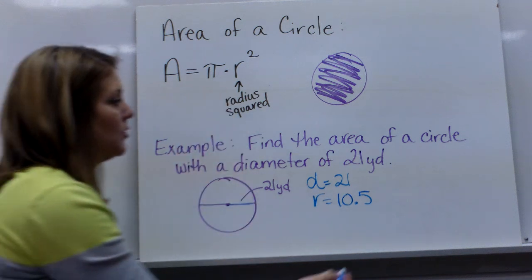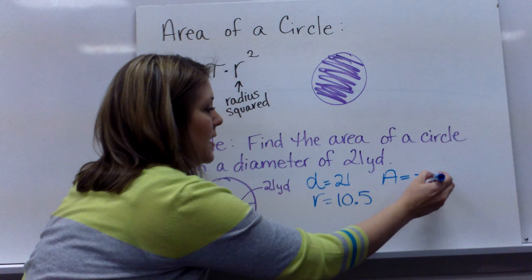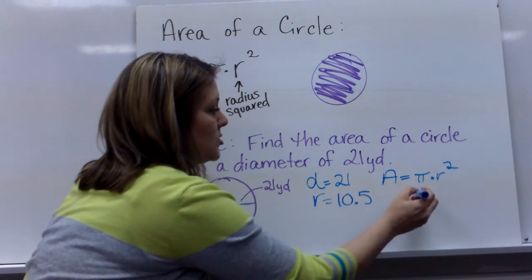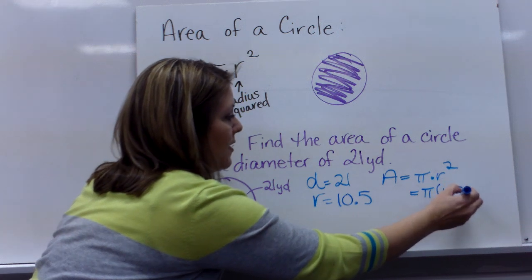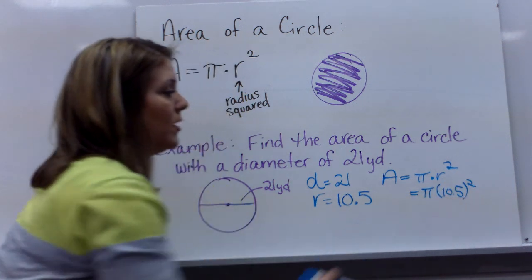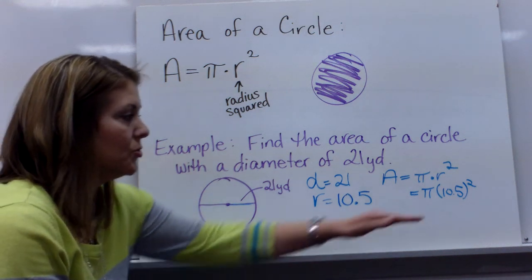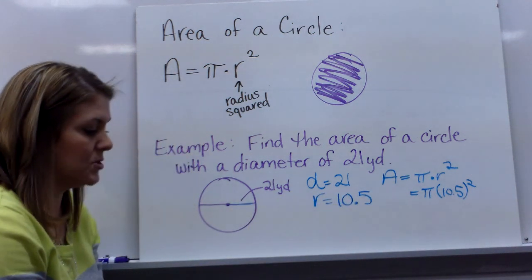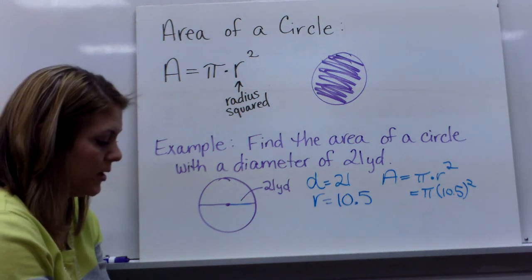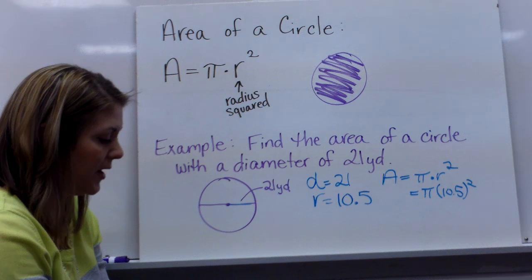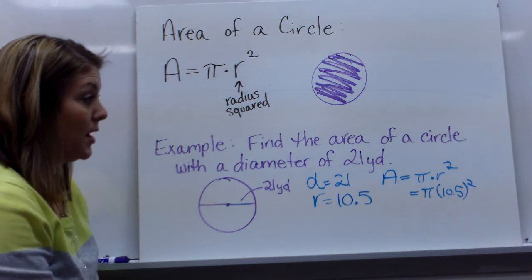So we're going to plug that into our formula. Area is equal to pi times the radius squared. So we're going to be doing pi times 10.5 squared. You want to square your radius first and then multiply it by pi. You do not multiply and then square, because you will get an incorrect and a larger number. So we're going to square 10.5, then multiply it by pi, and again, I'm using the pi button.